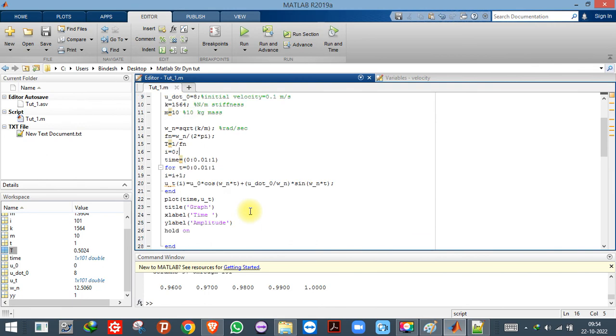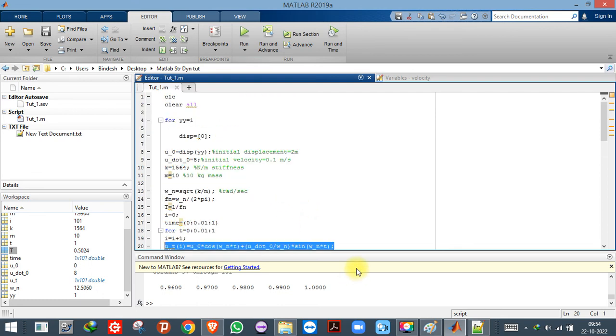And if you want to take the velocity and acceleration, you'll have to take the derivative of this, u dot t, and if you want the acceleration, you can take the derivative twice, u dot t and u double dot t. So you'll get the velocity and acceleration.